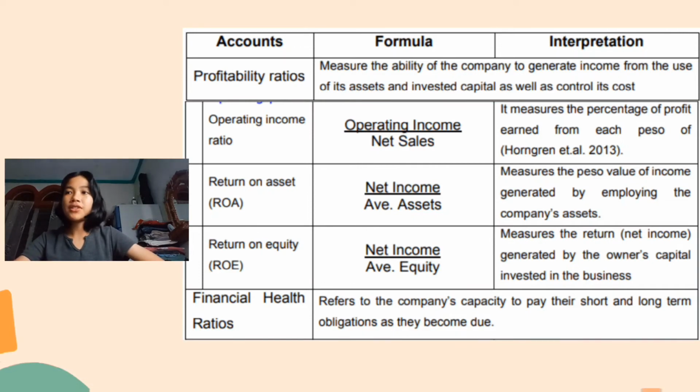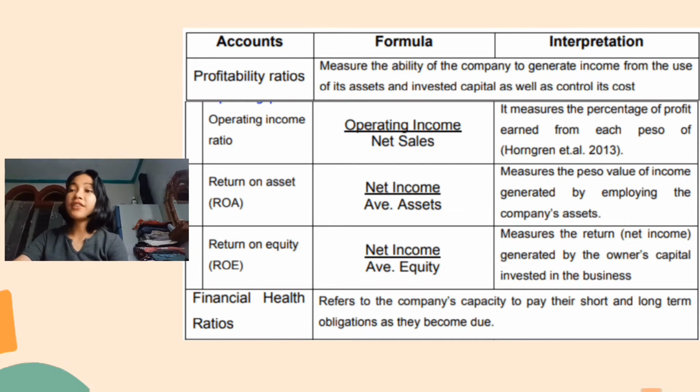Next is ROE or return on equity. So this measures the return or net income generated by the owner's capital invested in the business. ROE is a measure of financial performance calculated by dividing net income by average equity. ROE is also considered as the return on net assets.